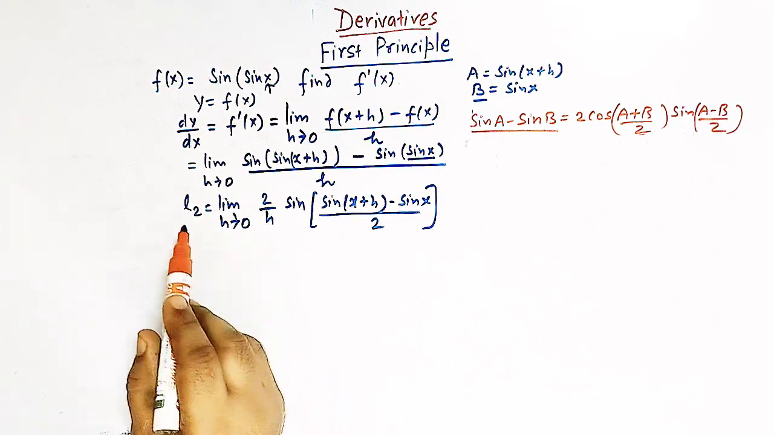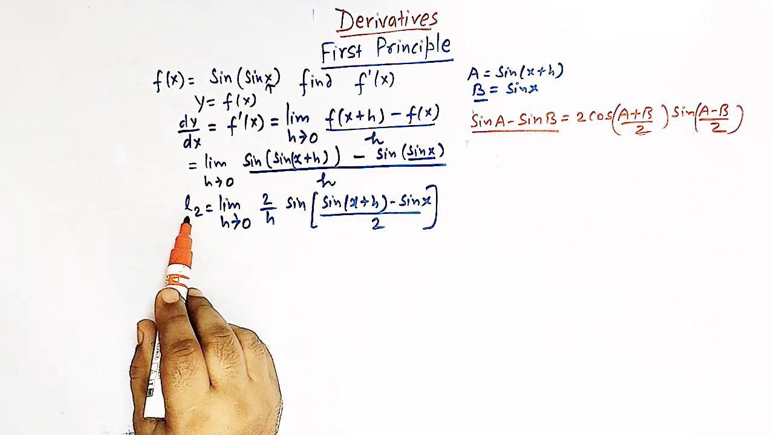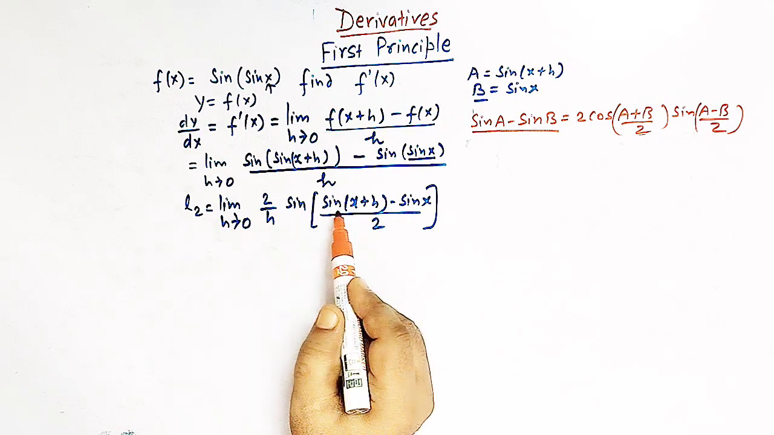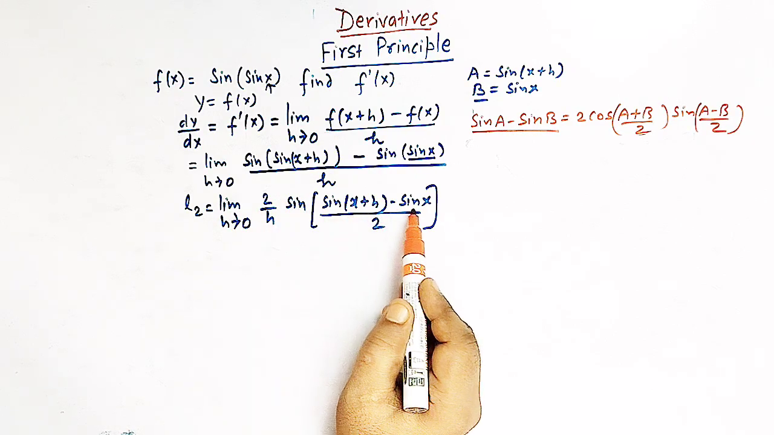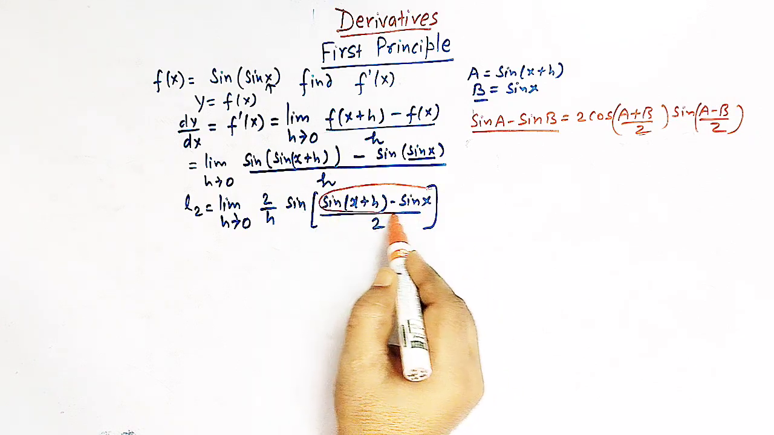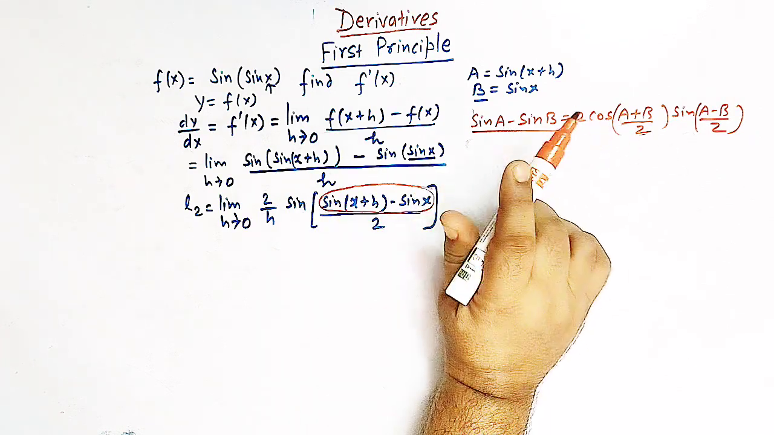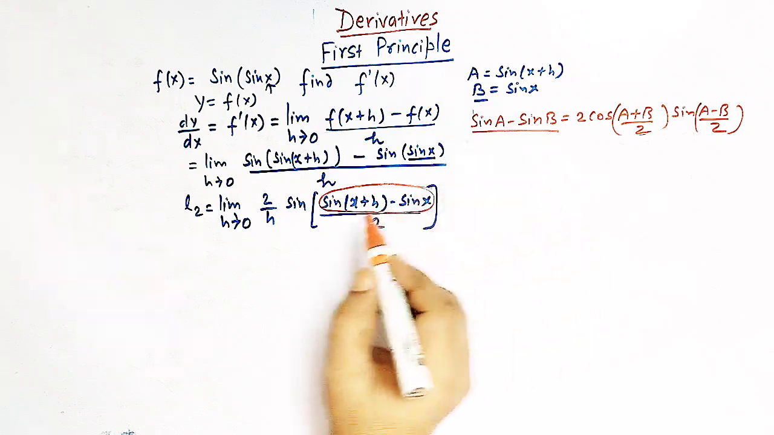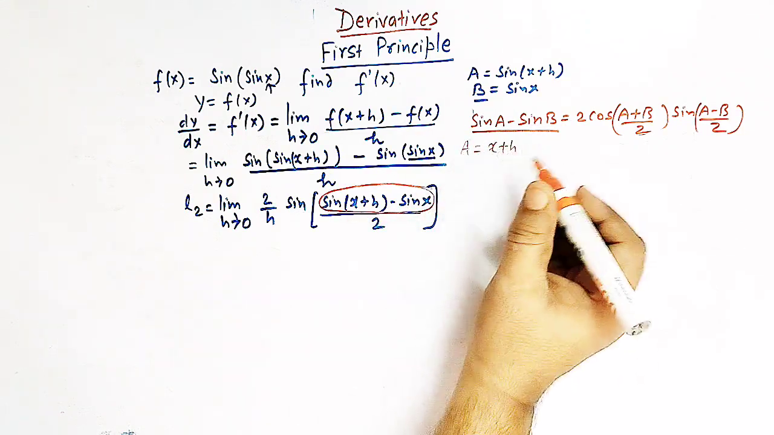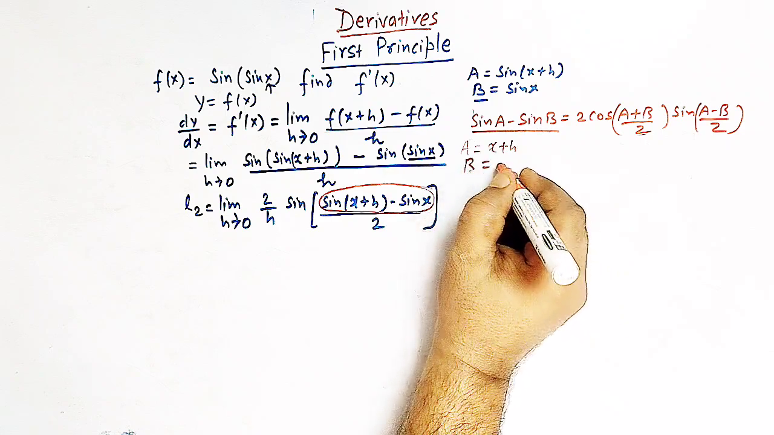So now let us find out the value of the limit L2. So we have limit h tends to 0, 2 over h sine of (sine x plus h minus sine x) over 2. Now to simplify this term, we'll again make use of this identity, taking A as x plus h and B as x.